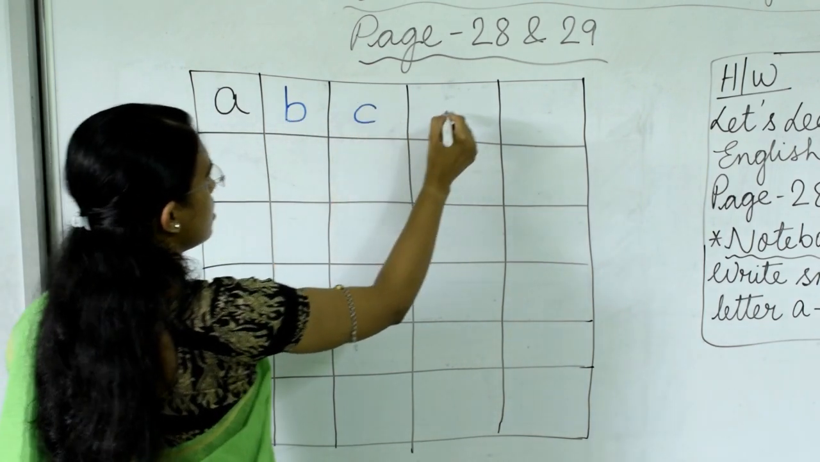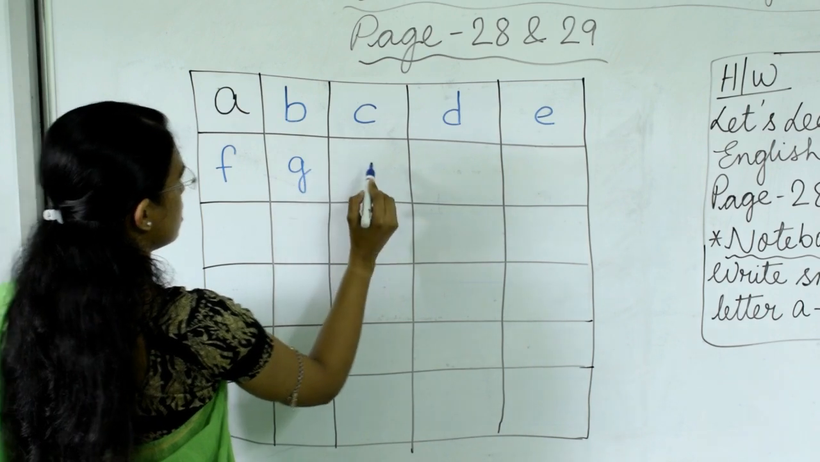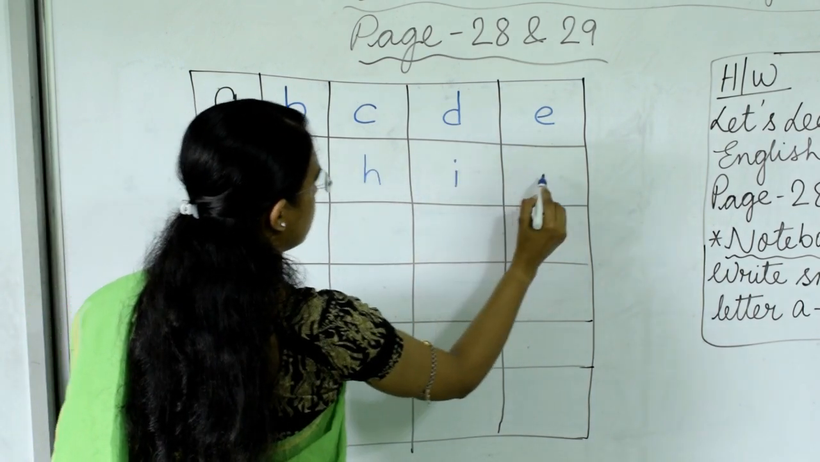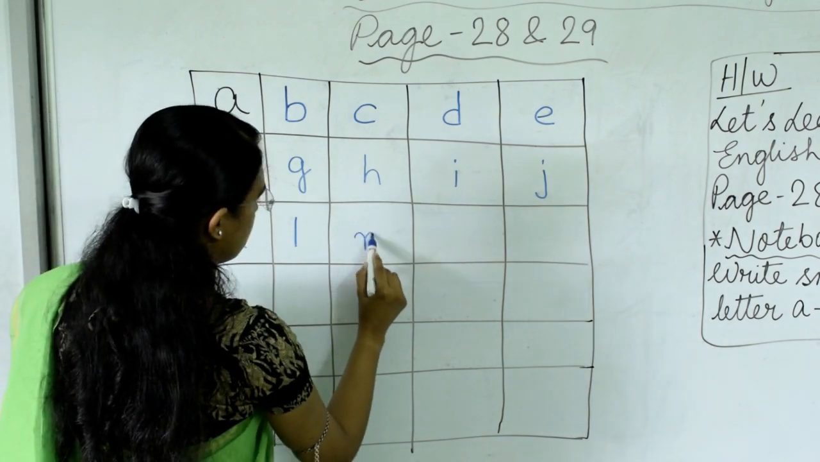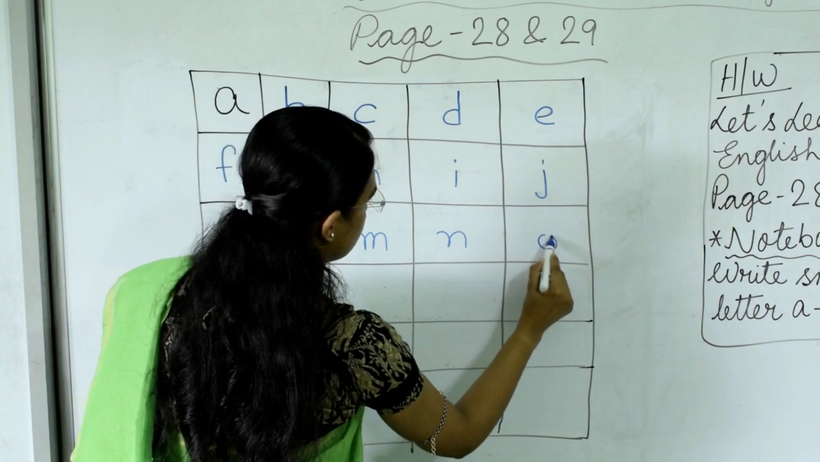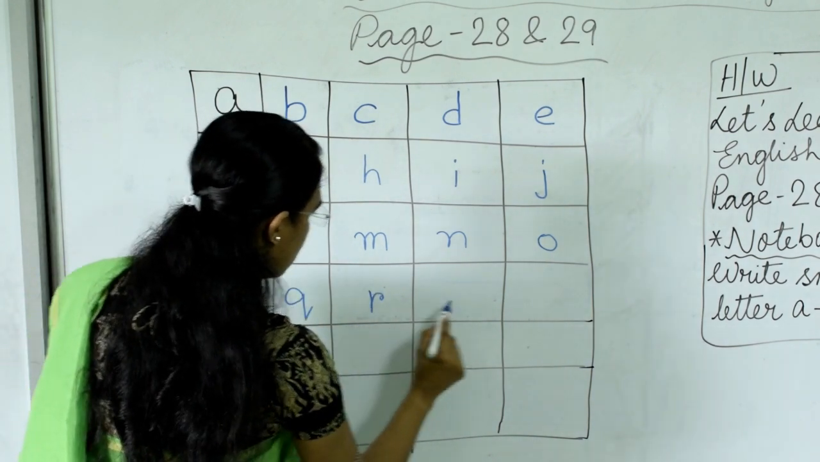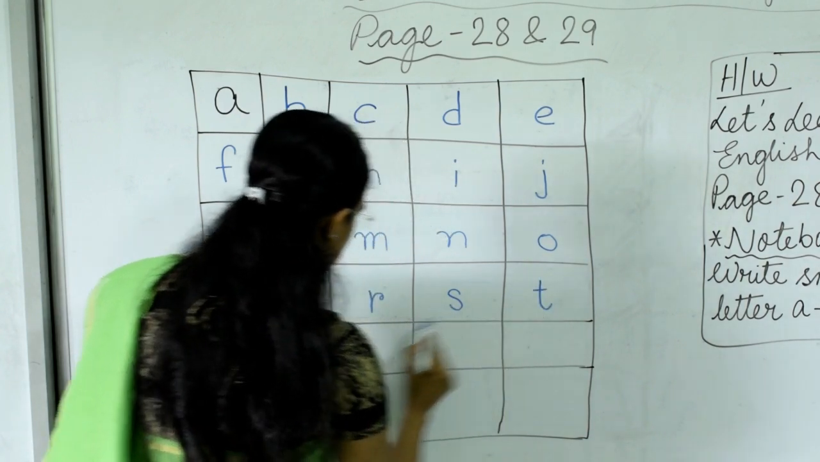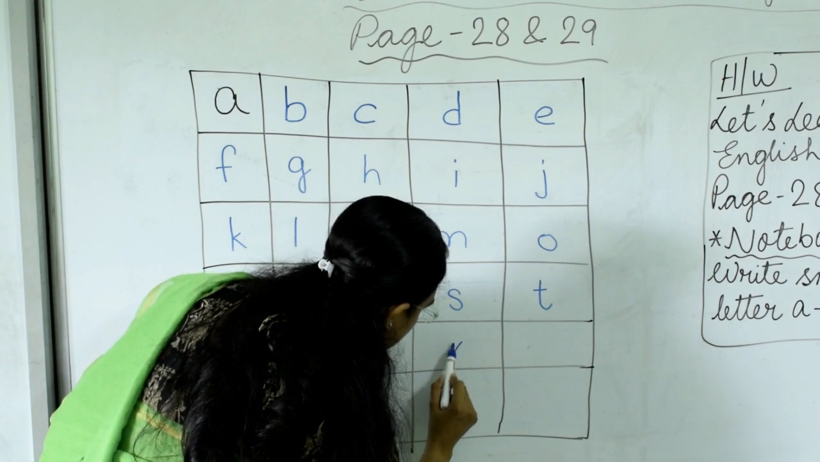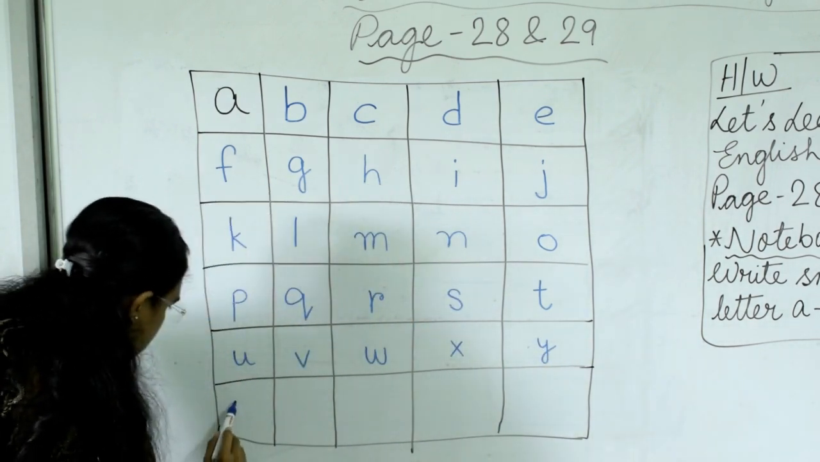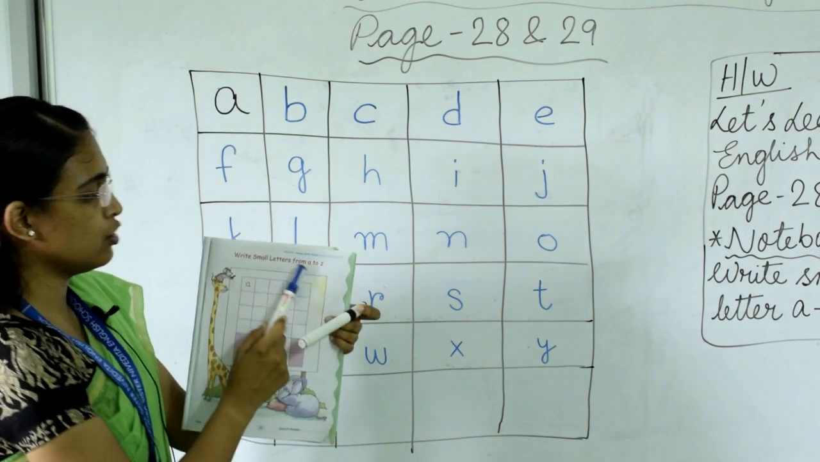A, B, C, D, E, F, G, H, I, J, K, L, M, N, O, P, Q, R, S, T, U, V, W, X, Y, Z. In this way you have to write the small letters from A to Z in this box.